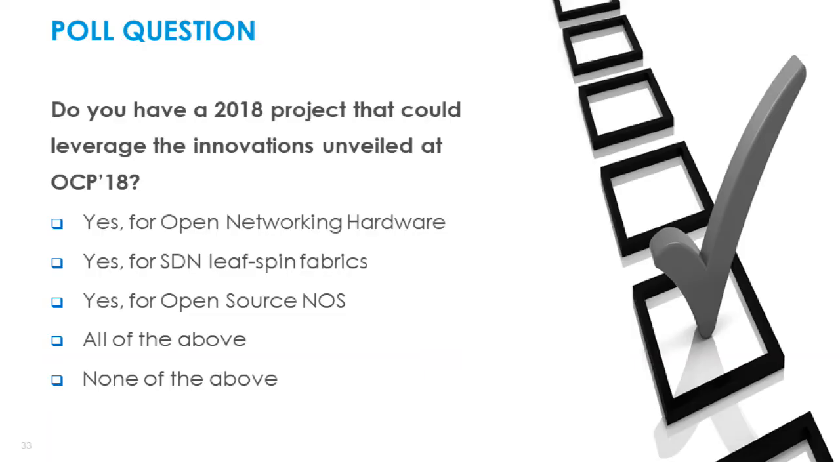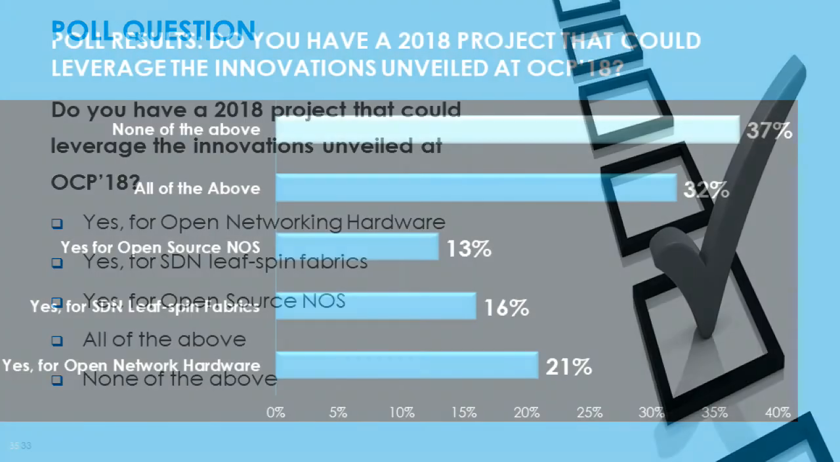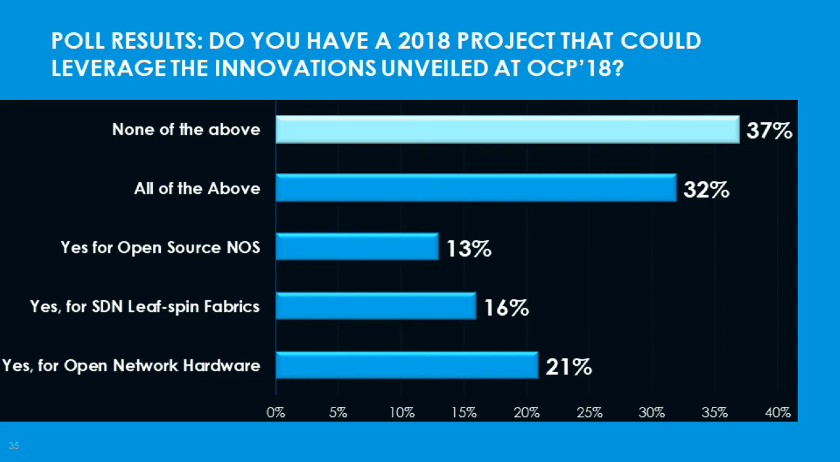So we'd like to conduct a poll now. Do you have a 2018 project that could leverage the innovations that were unveiled at OCP last week and the ones that we have talked about? The options are open networking hardware, SDN leaf-spine fabric, open source NOS, all of them, none of them. Is as overwhelming. Indeed. Even distribution, indeed.